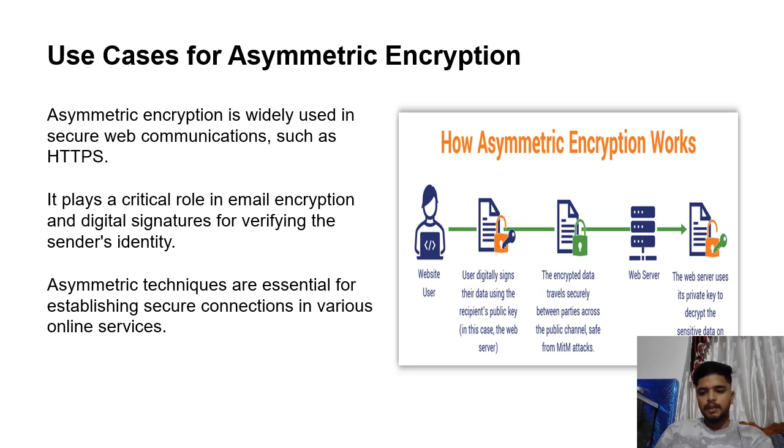How asymmetric encryption works. The website user encrypts their data using the recipient's public key. In this case, the recipient is the web server. The encrypted data travels securely between parties across the public channel, safe from attacks. Then it is transferred to the web server. The web server makes use of the private key to decrypt the sensitive data.